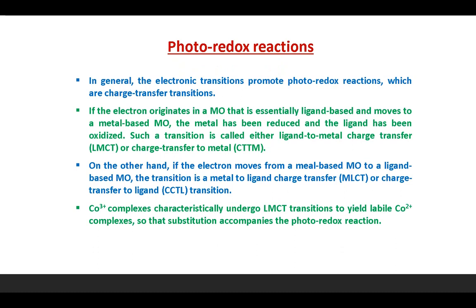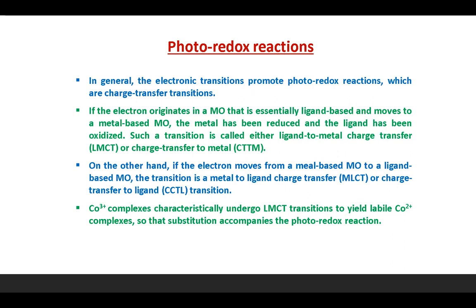Photo-redox reactions. In general, the electronic transitions that promote photo-redox reactions are charge transfer transitions. These transitions primarily change the radial distribution of the electron involved relative to the metal nucleus, in contrast to the angular rearrangement that occurs in d-d transitions. If the electron originates in a molecular orbital that is essentially ligand-based, and moves to a metal-based molecular orbital, the metal has been reduced, and the ligand has been oxidized.